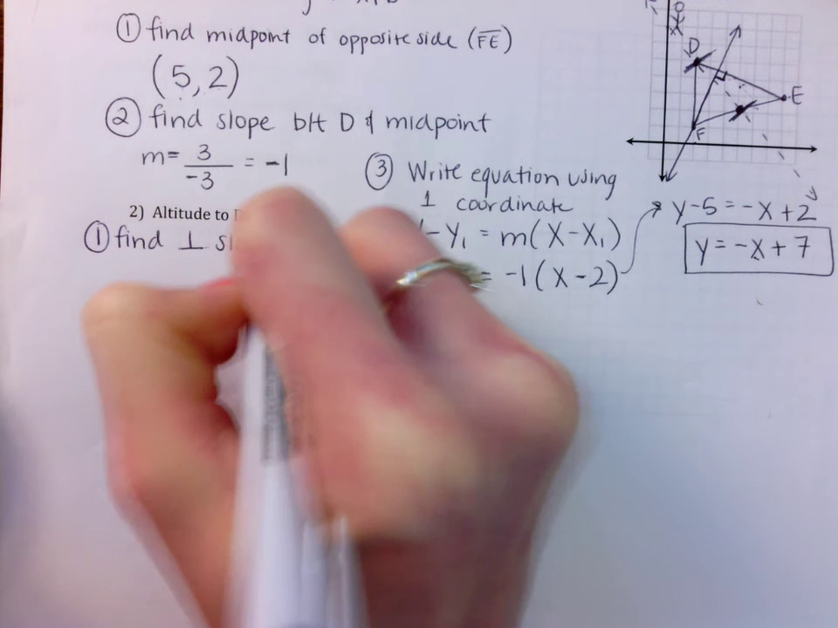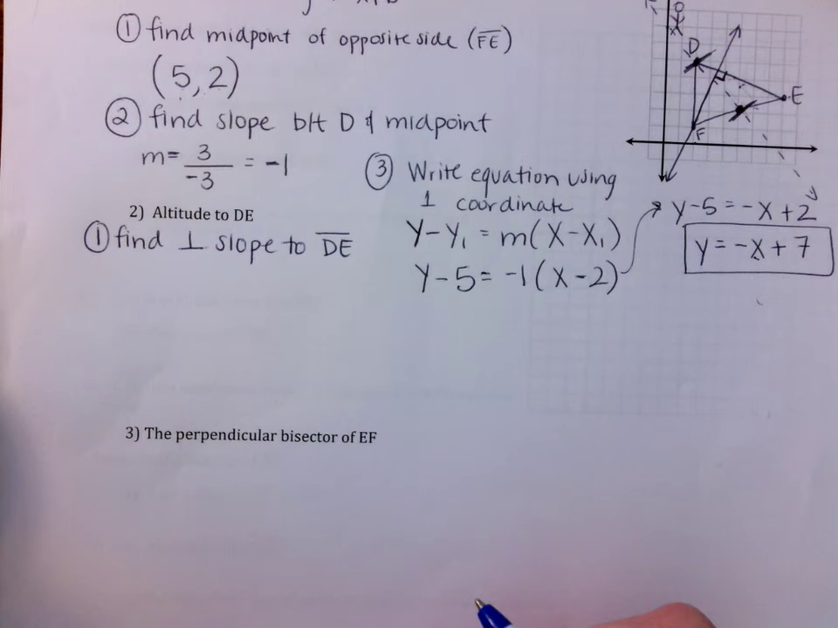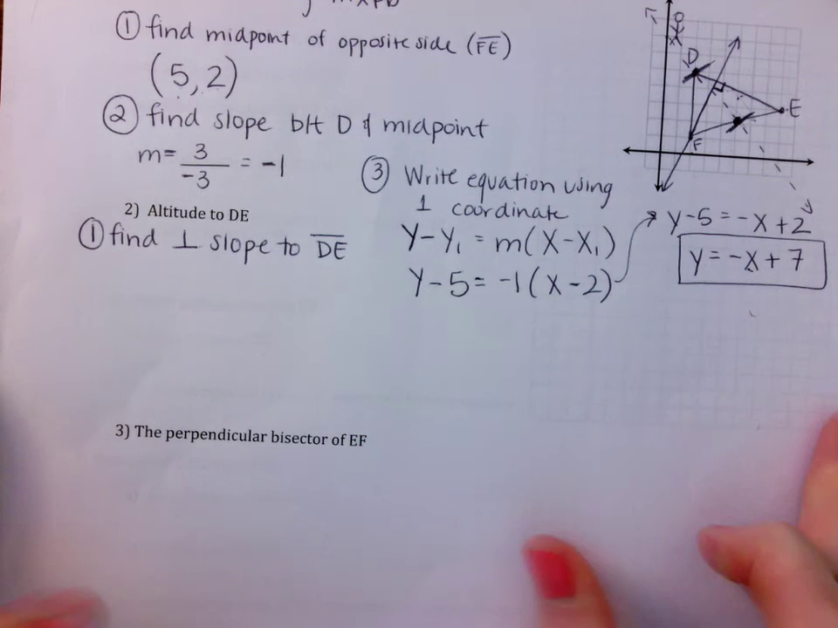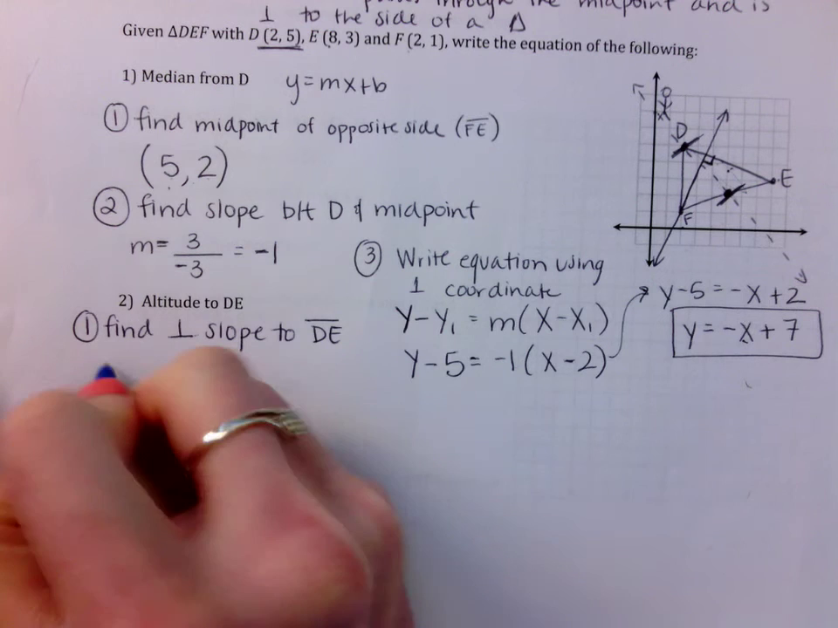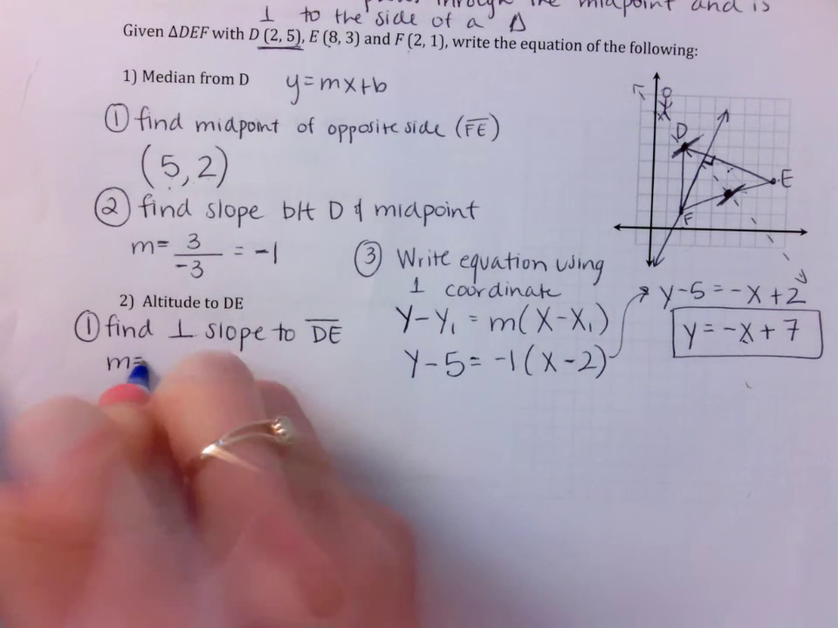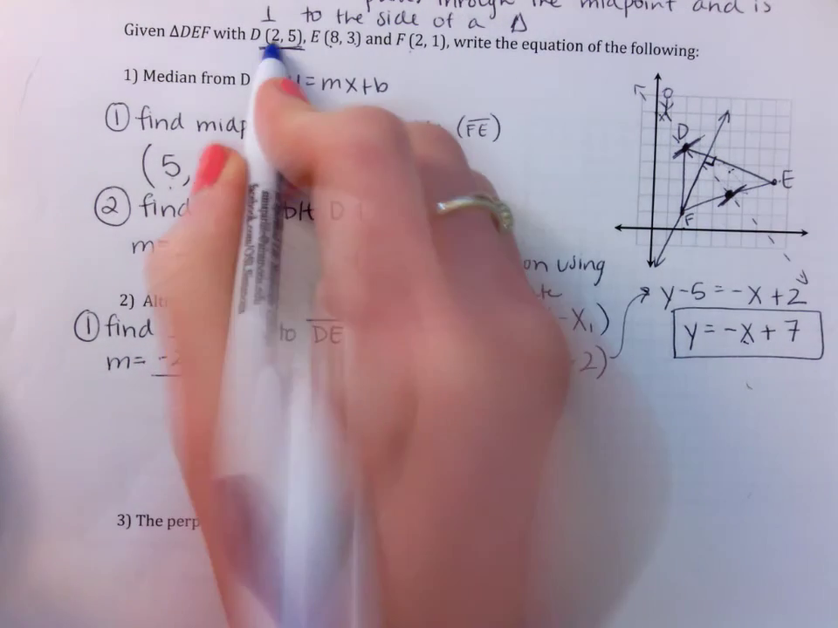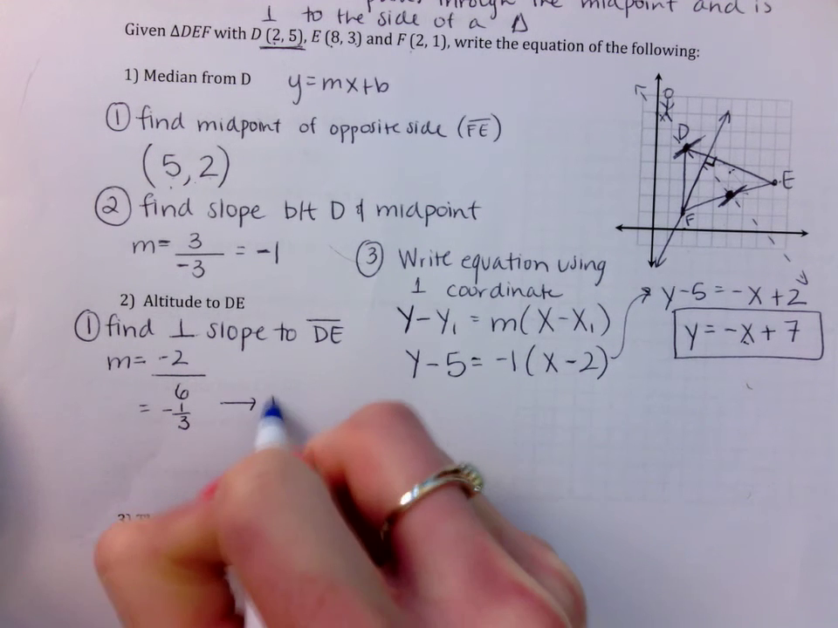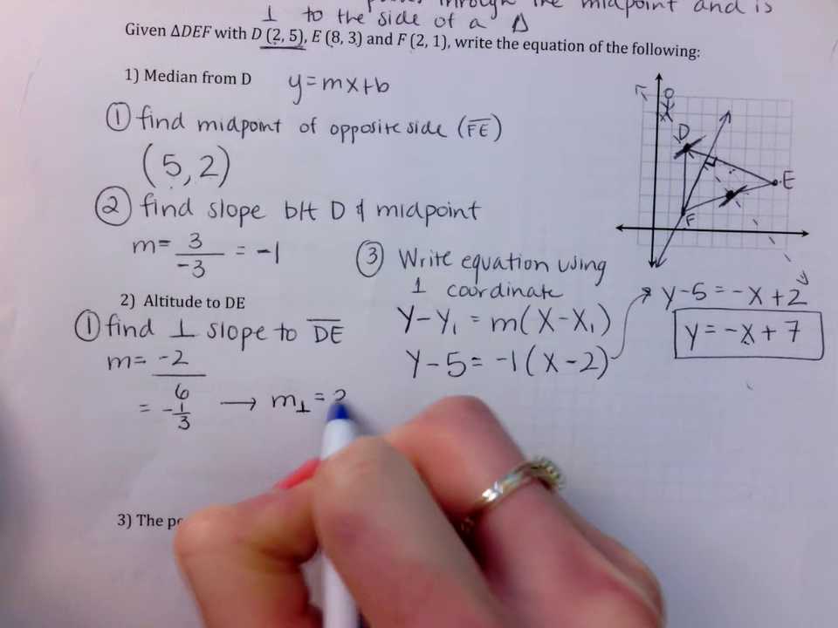perpendicular slope to DE. Now, in order to find what the slope that's perpendicular is, we first have to find what the slope of DE is. So if I look up at my coordinates at the top, my coordinates for D and E are 2, 5, and 8, 3. So first let me find the slope there. So I'll do 3 minus 5 is -2. 8 minus 2 is 6. So that looks like a slope of -1/3. The opposite reciprocal slope, or the perpendicular slope, would be 3/1, positive 3/1, or just 3.